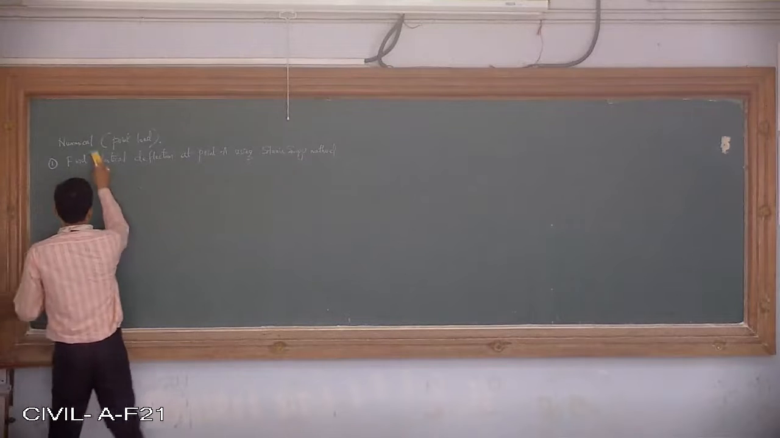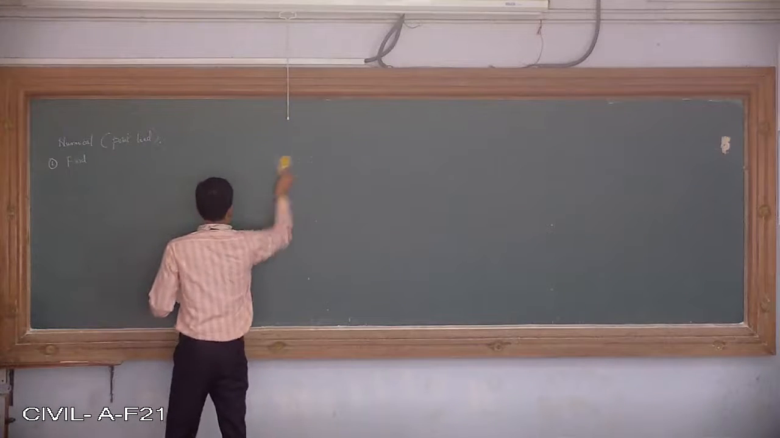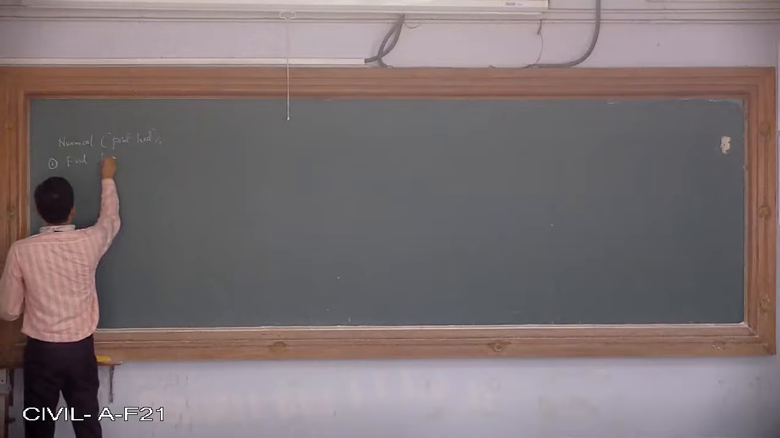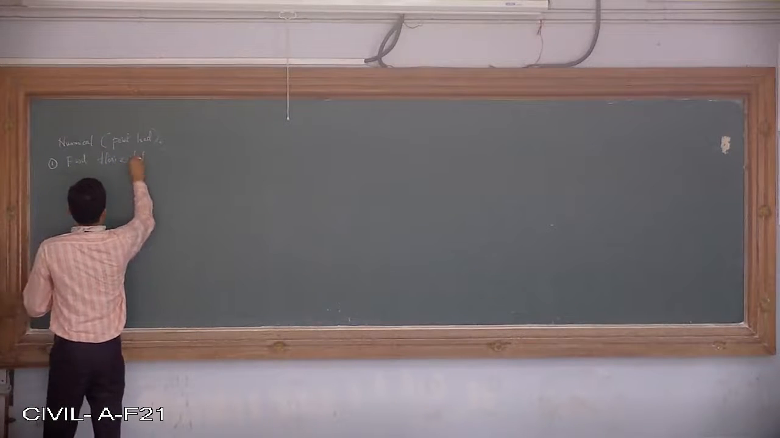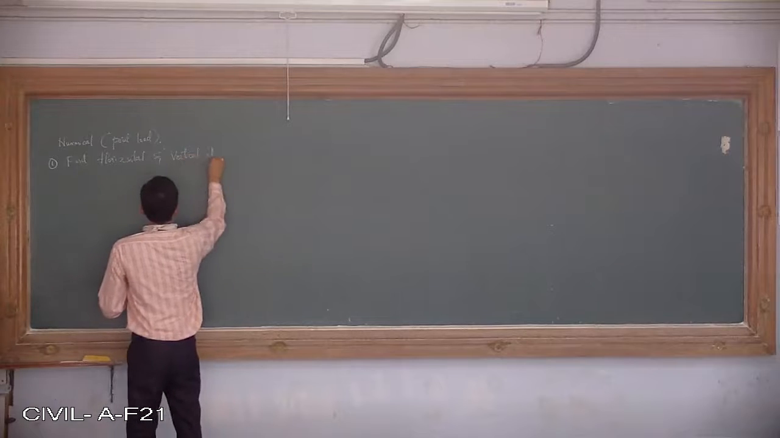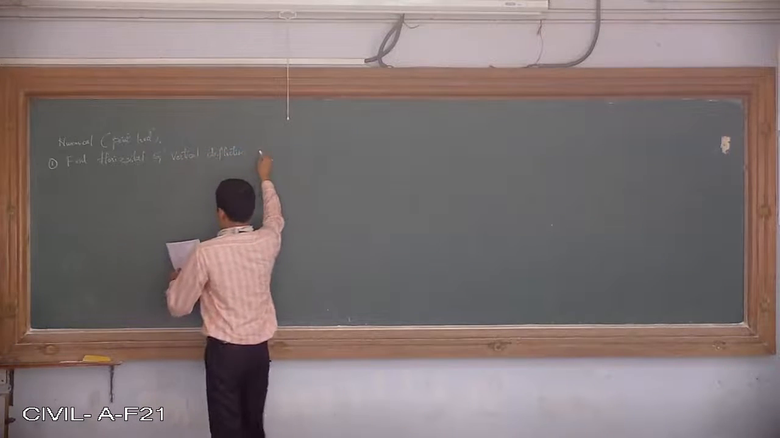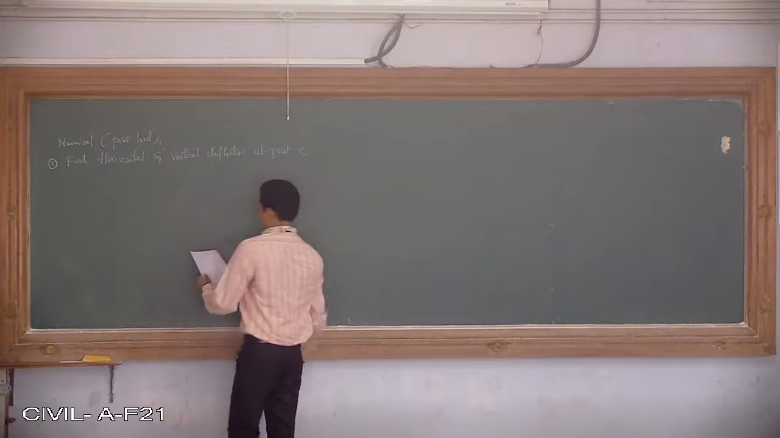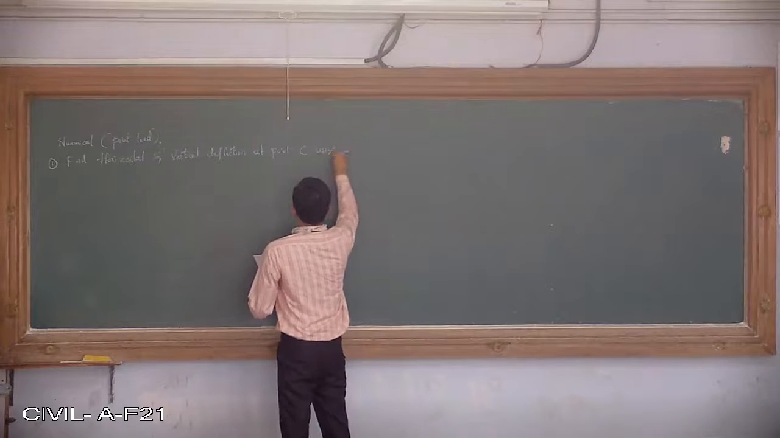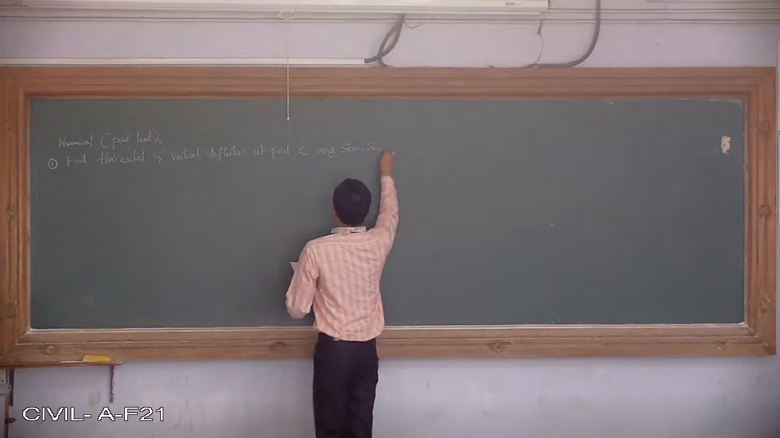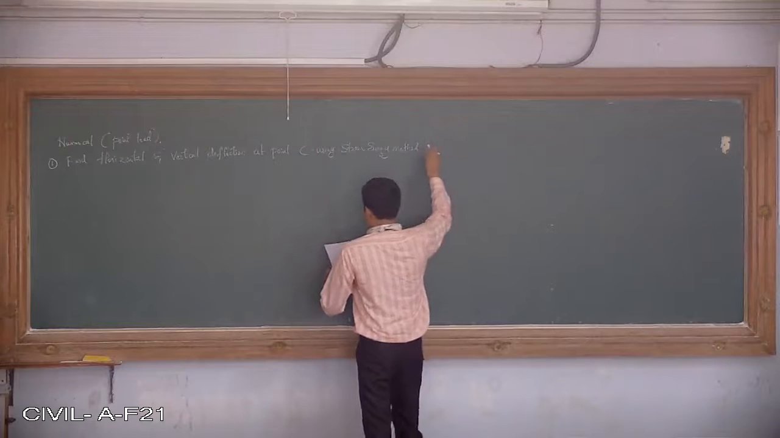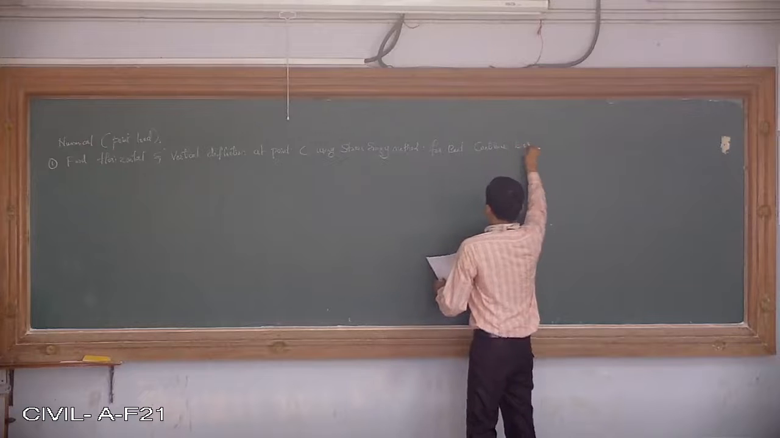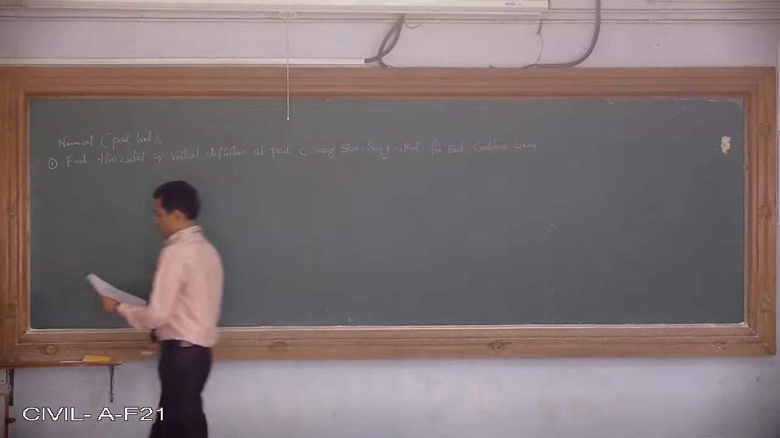Okay, shall I change the question? We'll find the horizontal and vertical deflection at point C. I have changed the nomenclature to point C, using the strain energy method for the bent cantilever beam as shown in the figure.